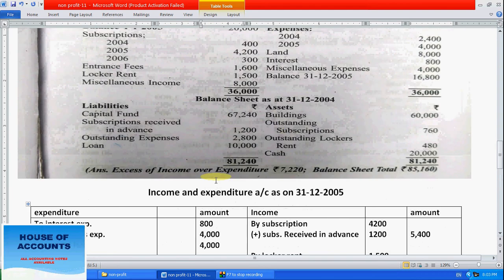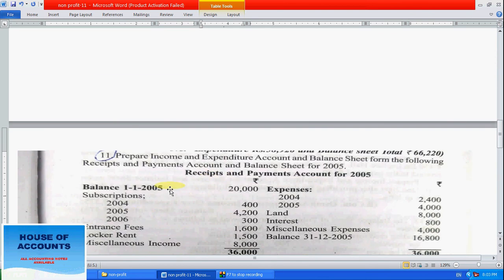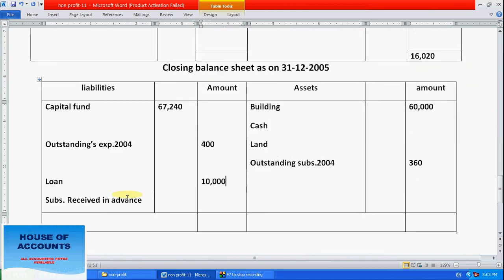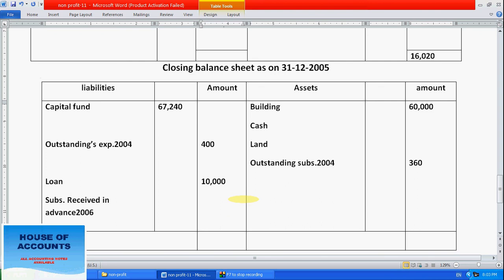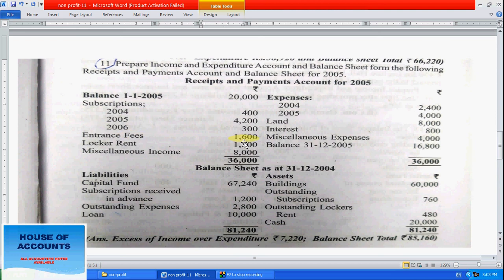Okay, the opening balance sheet is over. Now let's go to the receipt and payment. First go to the receipt side. 2004 it belongs to, okay, opening balance already came here. This too belongs to 2004. Okay, 2005 we have received definitely, but 2006 subscription we have received in advance. So right here subscription received in advance, it belongs to 2006. How much? 300. Okay, next, entrance fees we have already taken, locker rent also taken, miscellaneous income also taken.